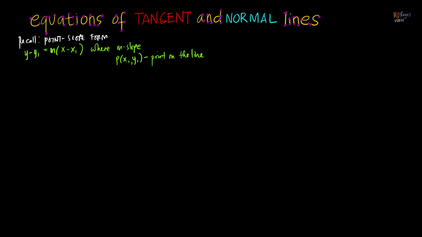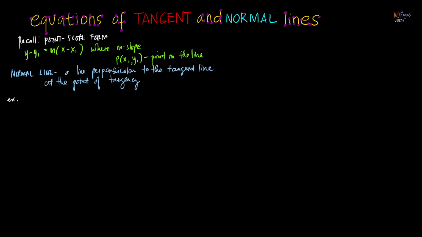But what is a normal line? A normal line is a line perpendicular to the tangent line at the point of tangency. Let me just write that down. Say, for example, we are being asked to find the equations of the tangent and normal lines to a given curve at a specific point of tangency.